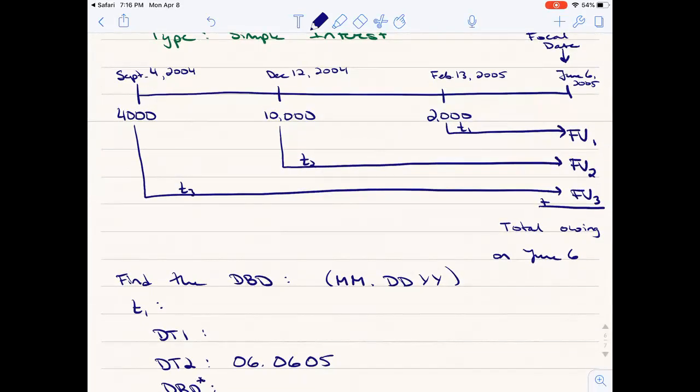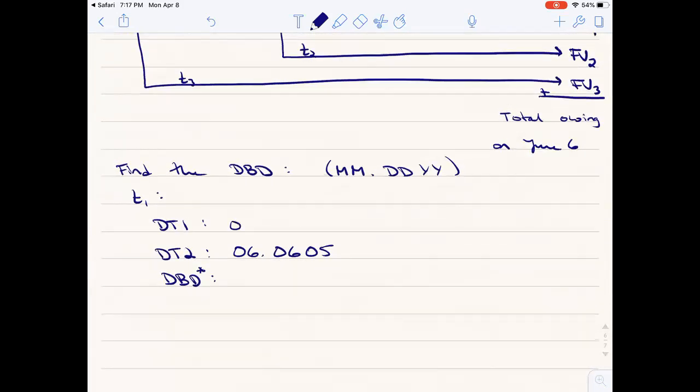Because T1 is for the one that's closest, right? That could be the only thing that trips you up, is February 13th, 2005. And so it's going to be 02, 13, 05.